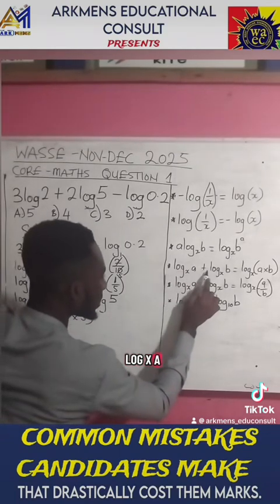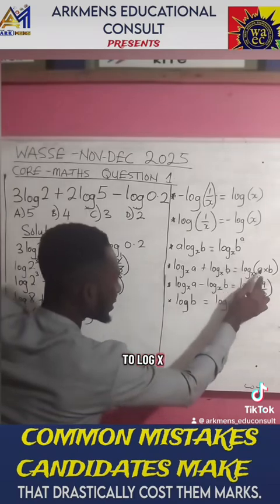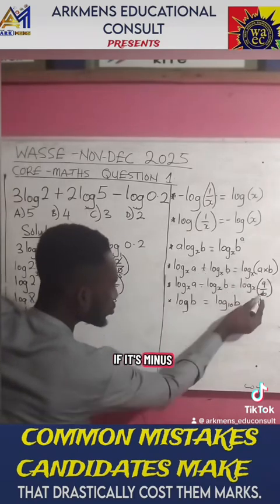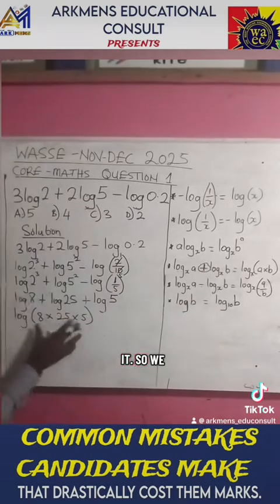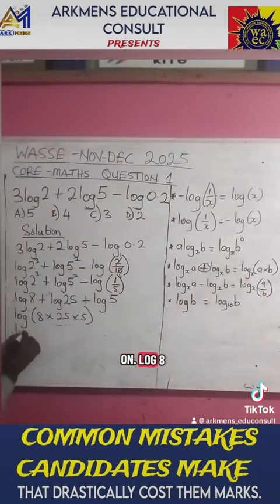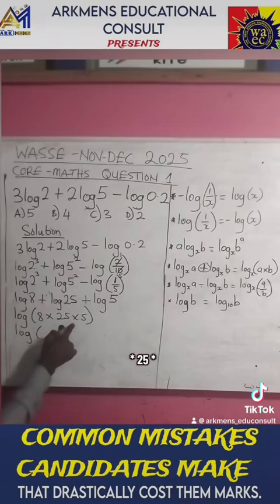We are using this rule: log base x of a plus log base x of b is equal to log base x of a times b if it is positive. If it's minus, we divide. So take note of that. Because it's adding, we multiply. Log of 8 times 25 times 5 will give us 1000.